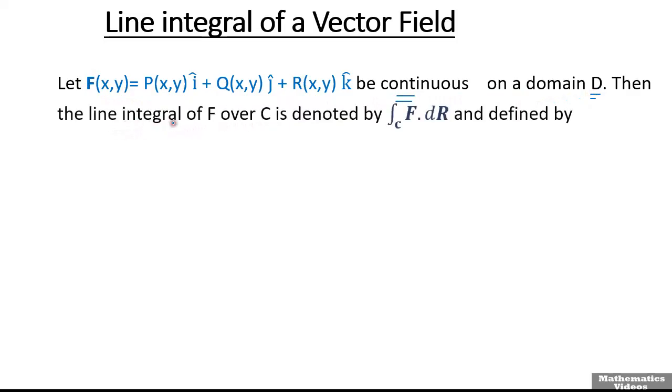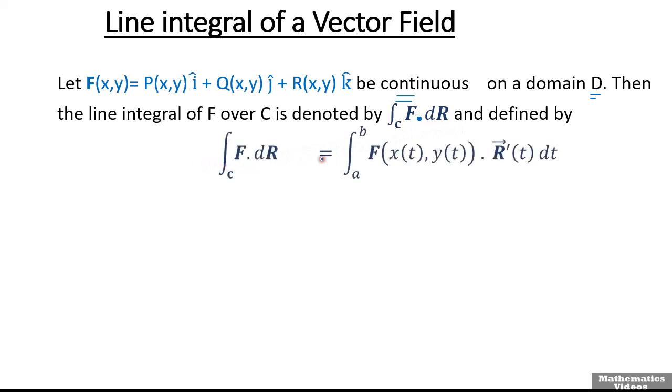Then in this case, the line integral of f over a smooth or piecewise smooth curve C is denoted by the line integral over the curve C, and here the integrand is f dot dr. Here this dot is the dot product of f with the differential of the parametric representation of the curve C, and this line integral is defined to be equal to the definite integral from a to b, in which f is written in terms of t, that is, x and y are no more the independent variables, they are dependent variables and they depend on the parameter t.